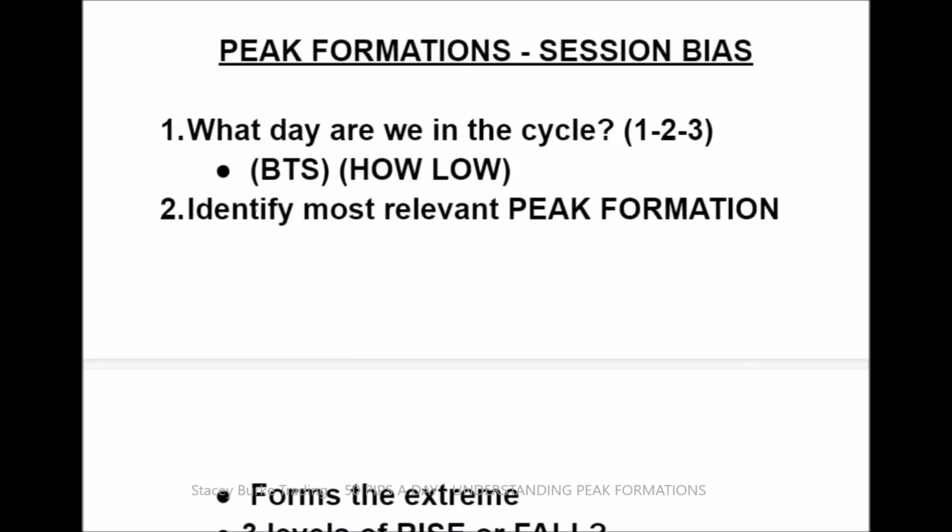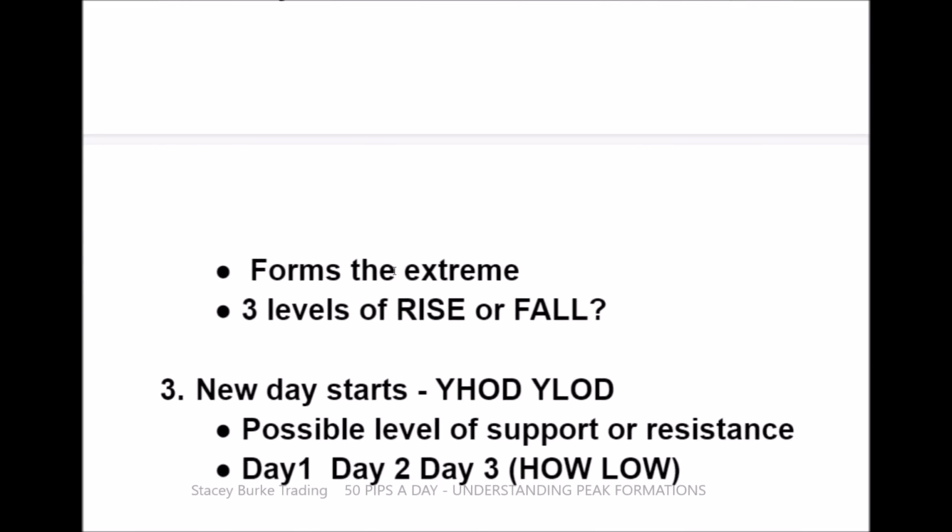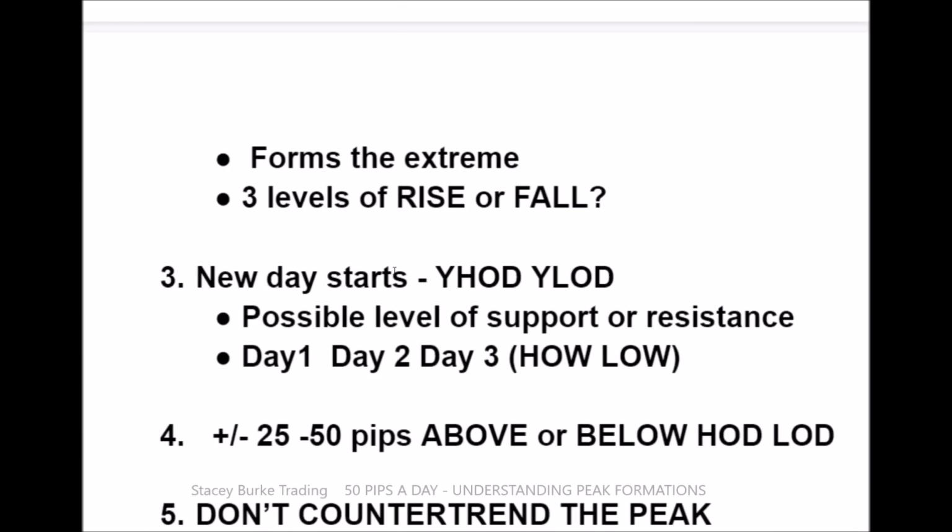So you want to be able to identify the most relevant peak formations. Now we'll go over that and define what they are. That's what forms the extreme, and then you can identify your 3 levels of rise or fall. And then from that information, you'll be able to determine if it's a 75 pip range, a 150 pip range, a 300 pip range, or just a 25 pip high-low, which means that volume could already be at level 3 or level 1, and they're trapping volume.